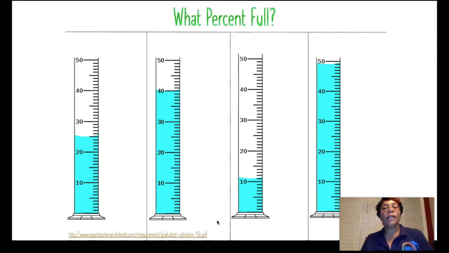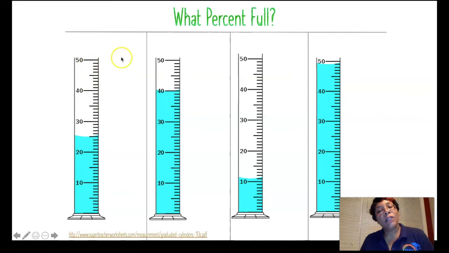So what percent full? If I look at this graduated cylinder, it says 25 is full. But remember what we said, you always want to take a look at what the whole is. In this case, it is 25 out of 50, not out of 100. So it starts at 25/50ths.